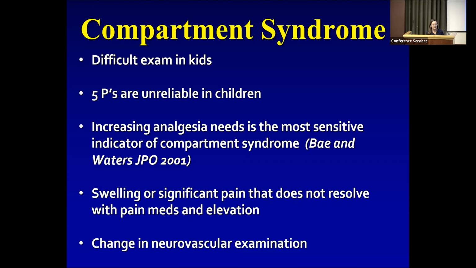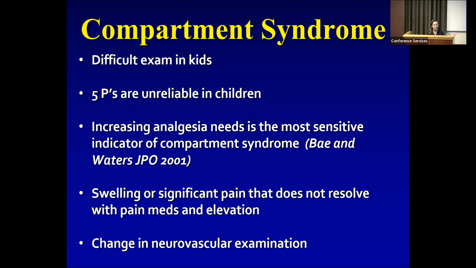Swelling or pain, again, that does not resolve with the pain medications and elevating. So you've got to do everything that you can. You're elevating the extremity, you're giving them pain medications, and this child seems to still be off the wall, off the charts in pain. Or if there's some sort of change in the neurovascular examination. So the child starts complaining of numbness, or they can no longer move their toes, move their ankle, or move their fingers like they were before. Those are all sort of things.